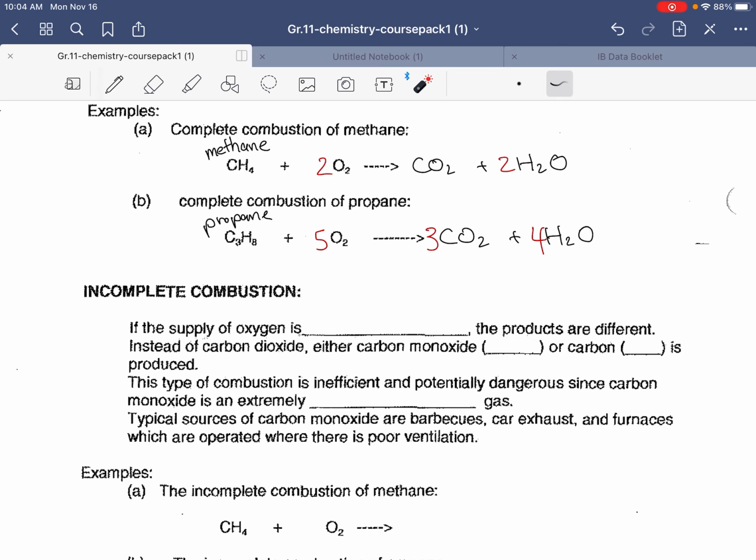You really should. Because if you don't have enough of this, if this right here is scarce, that means not enough, the product is going to be different. You're not only going to get carbon dioxide and water, but you're also going to get this stuff called carbon monoxide. Now, this stuff is dangerous. And you're going to get elemental carbon. Okay? This stuff is dangerous. This stuff can bind to your red blood cell and cause suffocation.